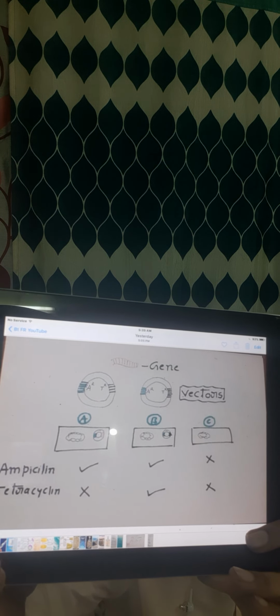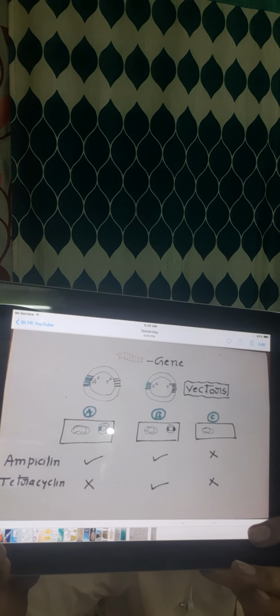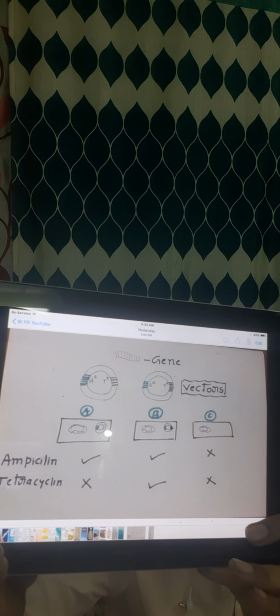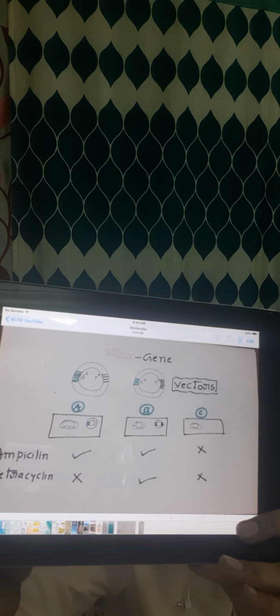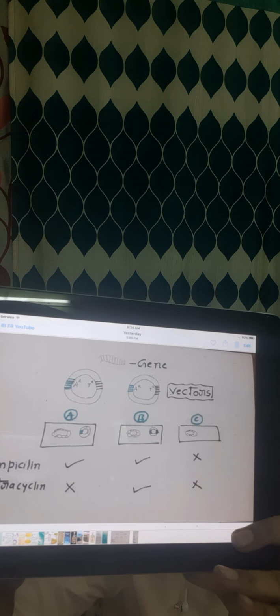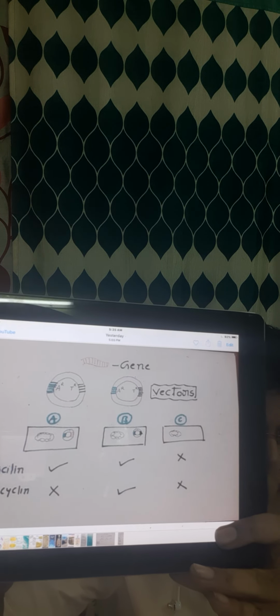So A, B, C indicate what? A: recombinants as well as non-recombinants. In case of B, non-recombinants grow, but not recombinants. C, that is the non-transformant, will not survive in the medium.